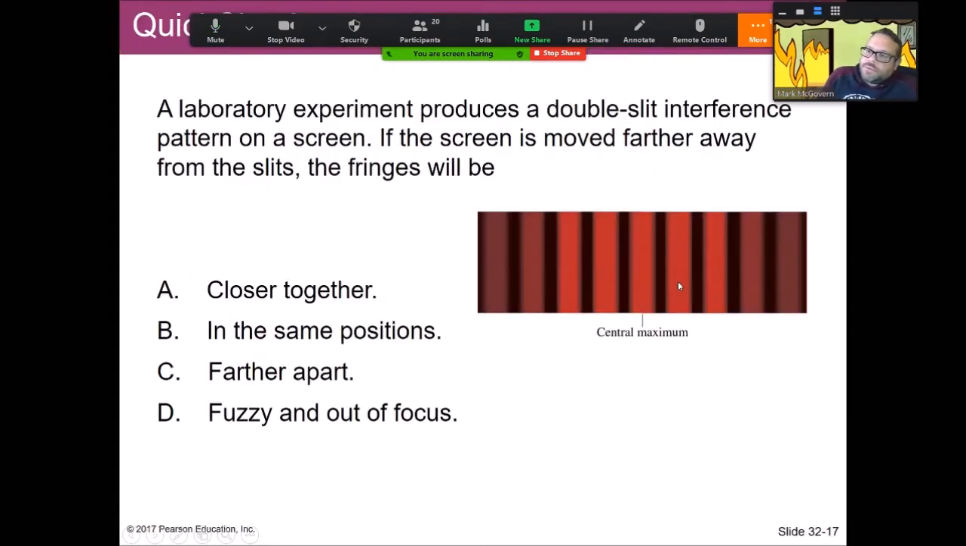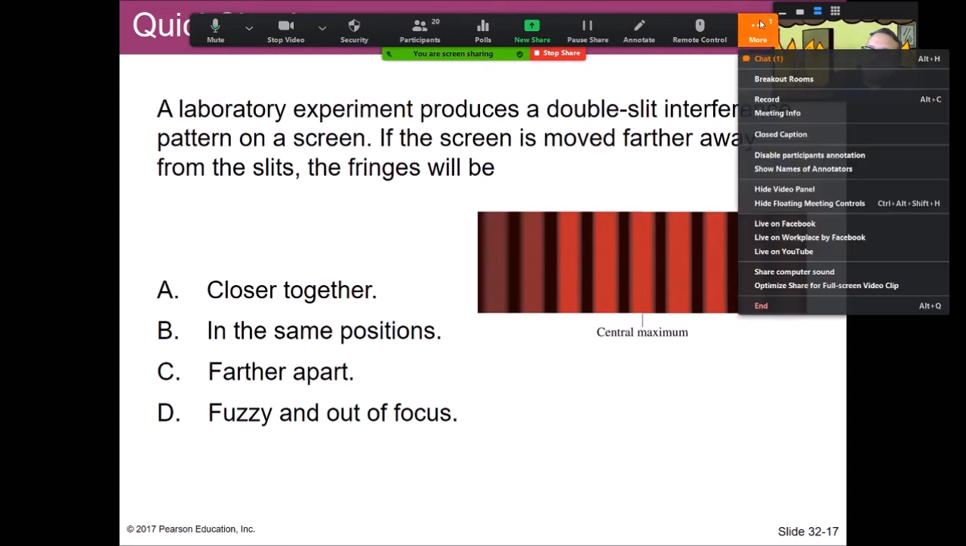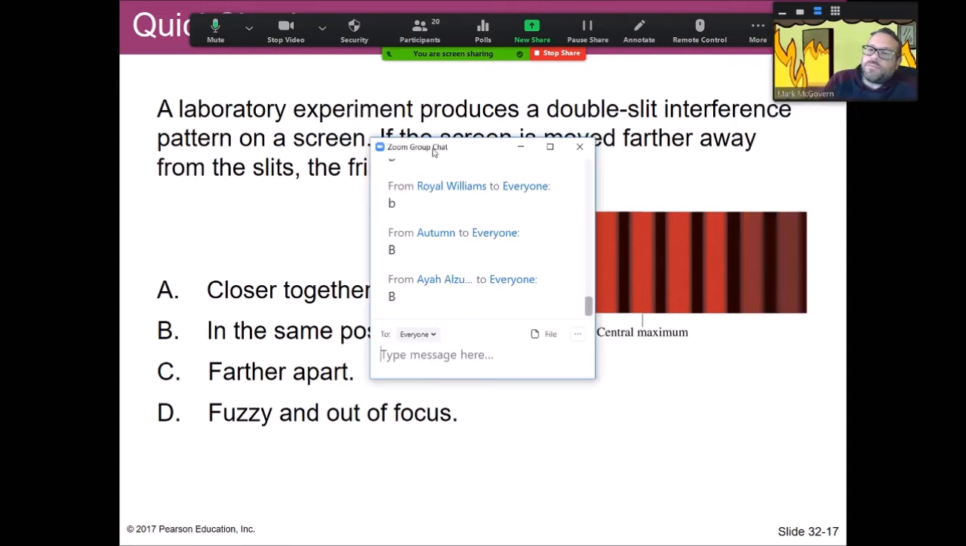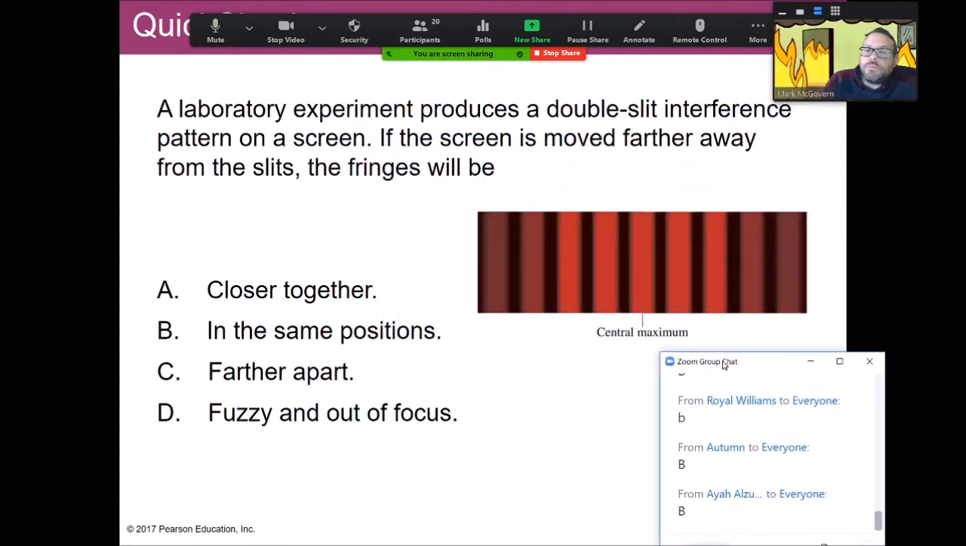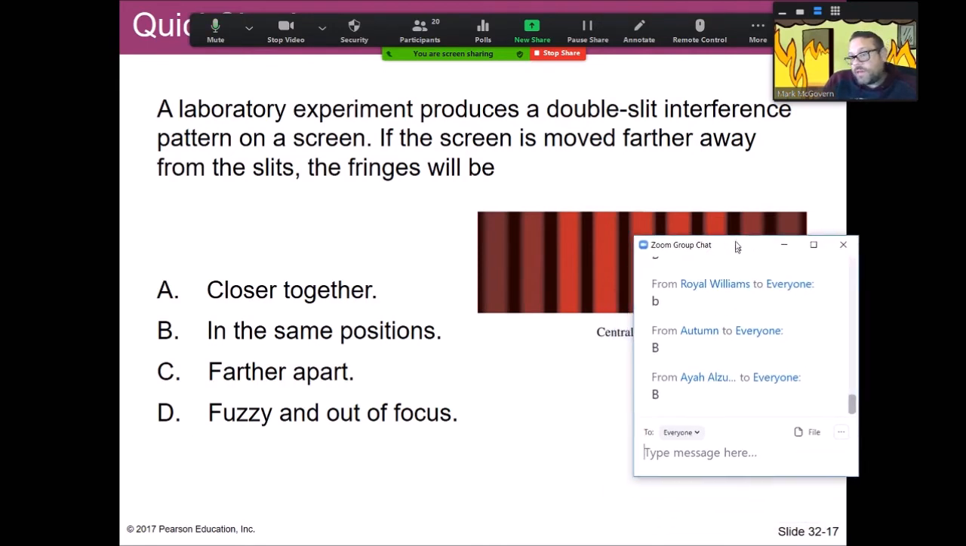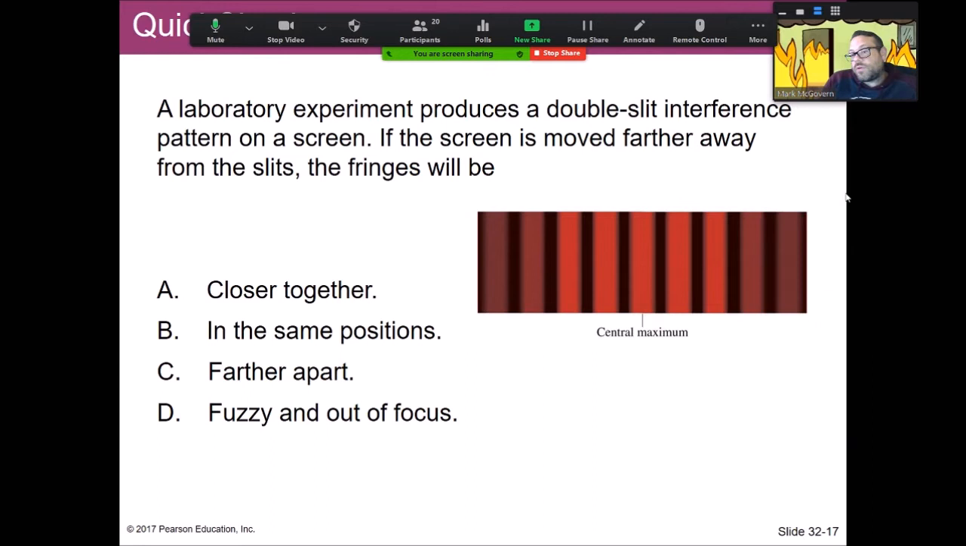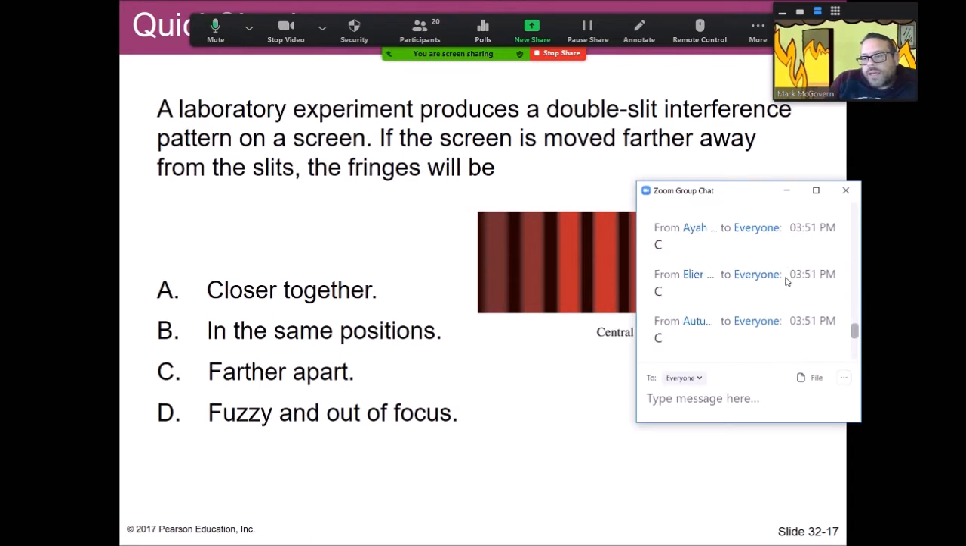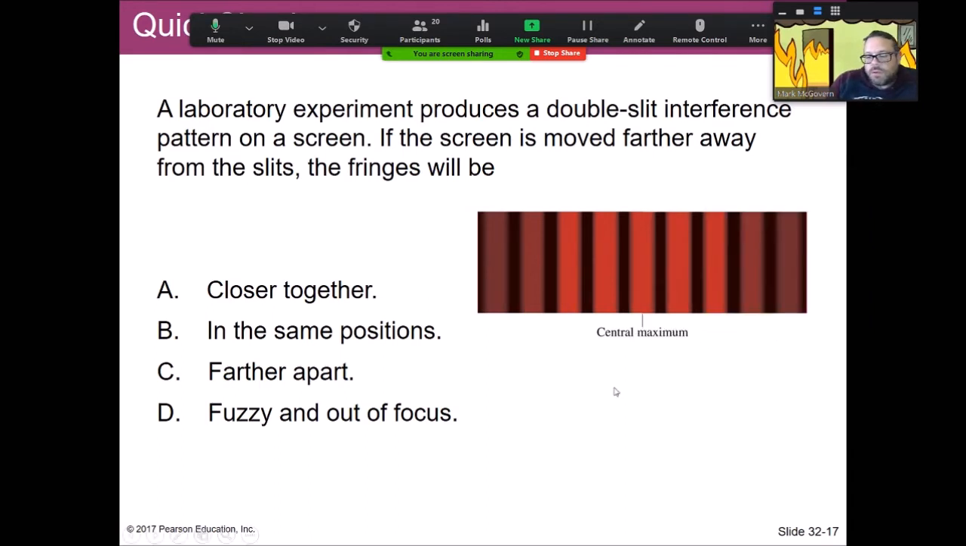All right, a lot of questions here. A laboratory experiment produces a double slit interference pattern on the screen. Beautiful. If the screen is moved farther away, we're about to delve into that, what happens to the fringes? Oh my goodness, there's no fooling you people. Well, let me just make sure you understand what we're talking about here.